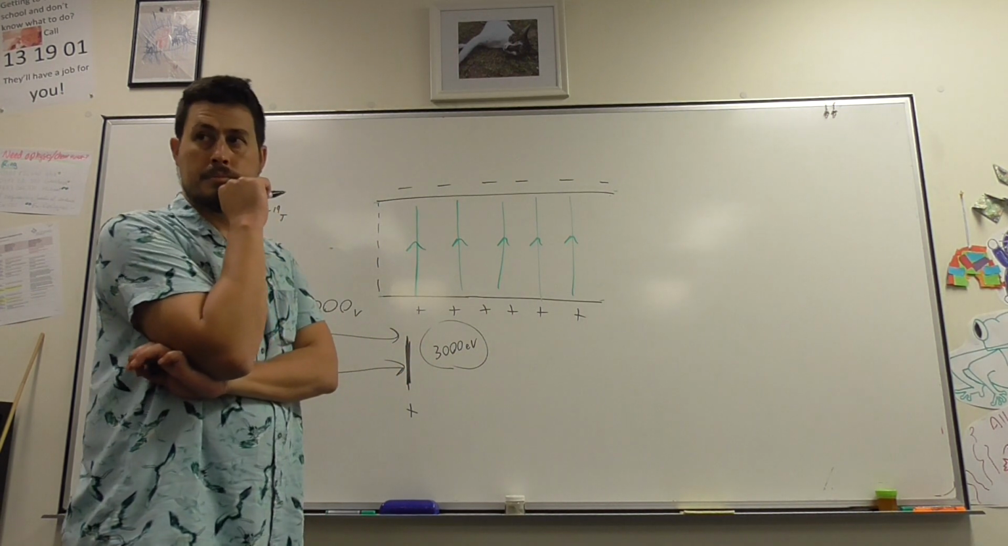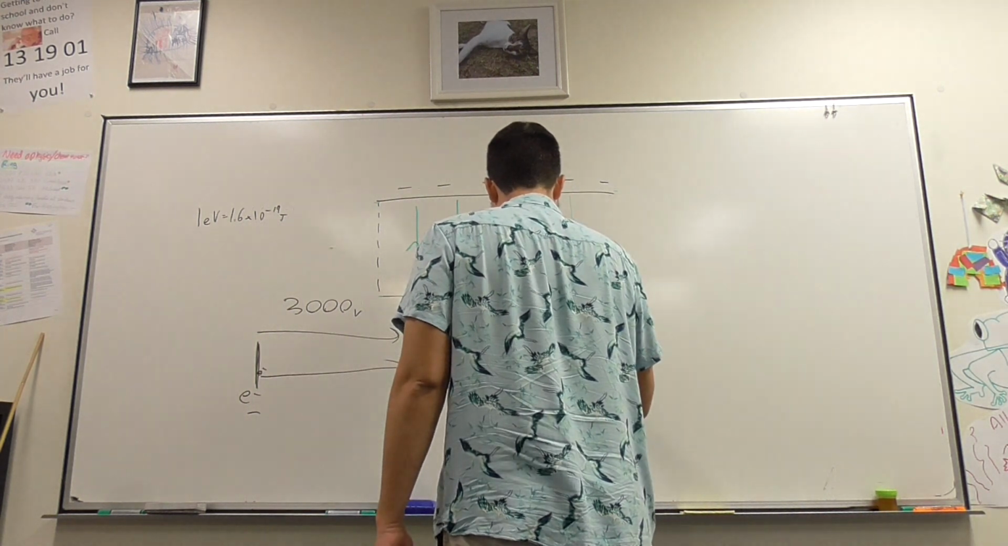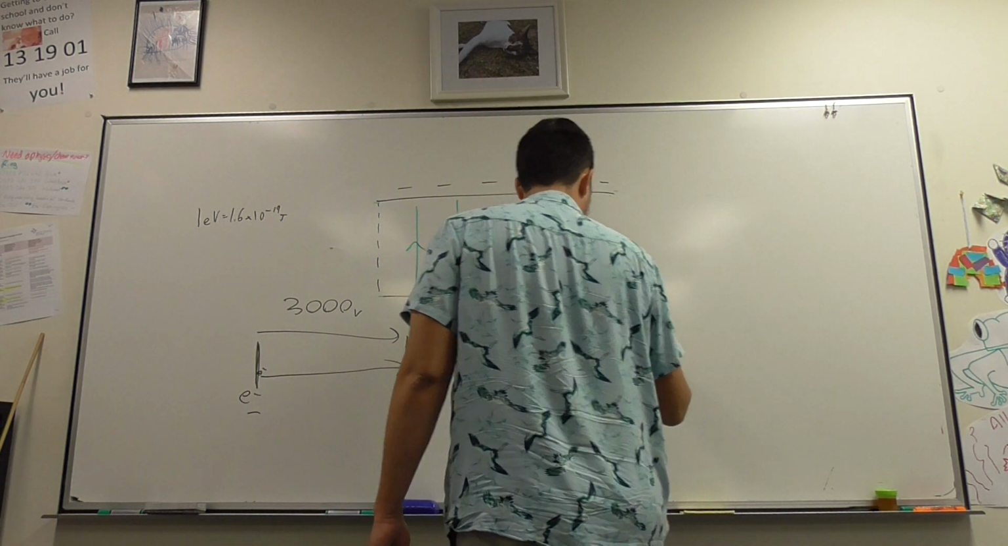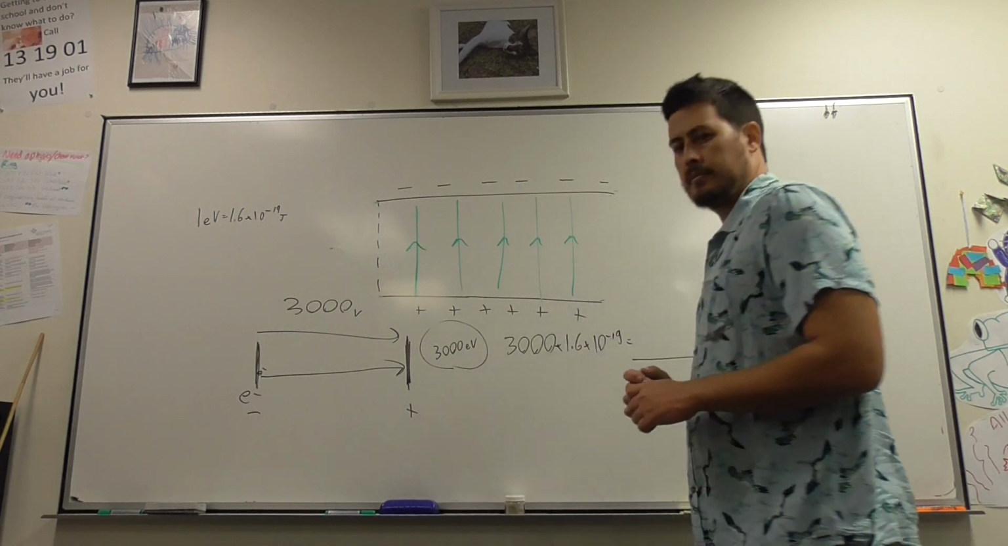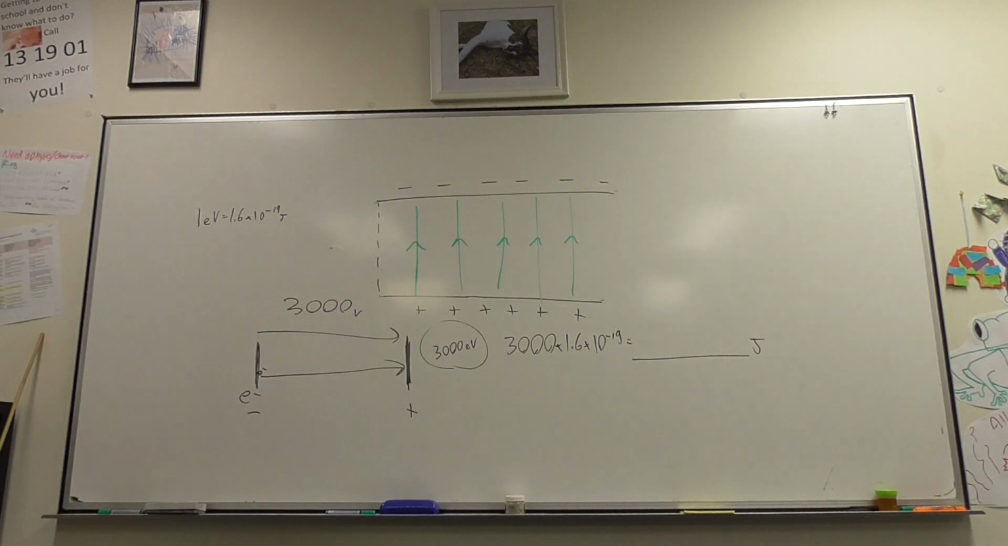3,000 times 1.6 by 10 to the negative 19. 3,000 times 1.6 by 10 to the negative 19 equals that many joules. You get that? Because the charge of 1 is what you just said, and you just times that by that. Oh, I'm going to need a calculator.